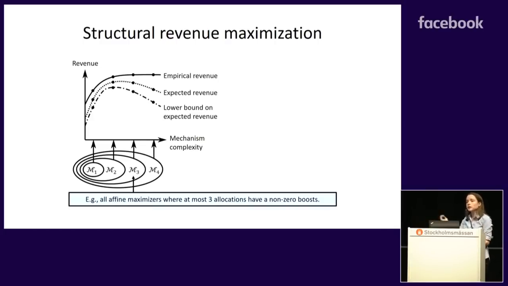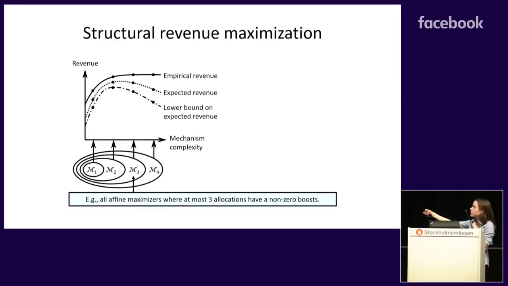But as we learn in our very first machine learning course, at some point, as my mechanism class gets more and more complex, I'm going to start overfitting. So this is what's happening when the expected revenue curve, which is this dotted curve, starts to diverge from the empirical revenue curve. I've started overfitting.